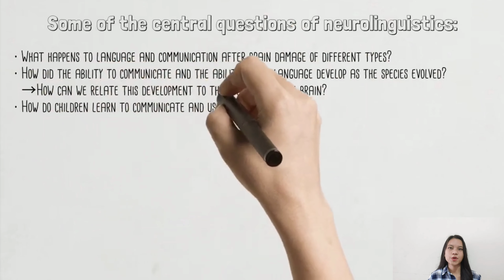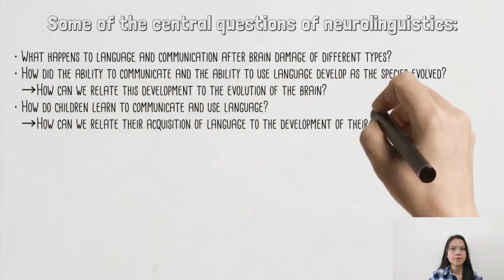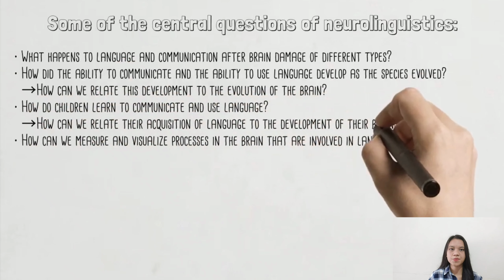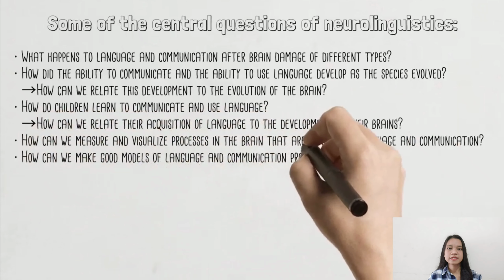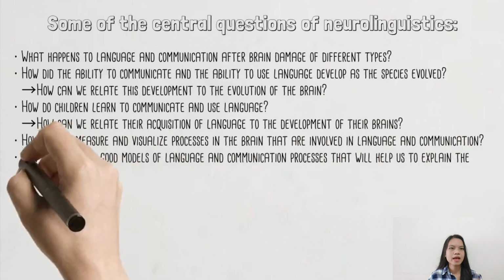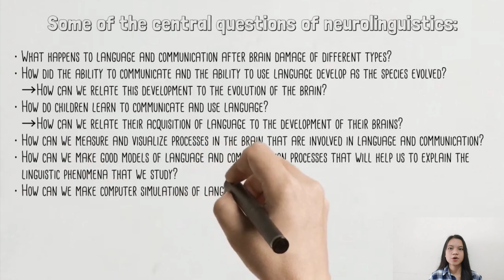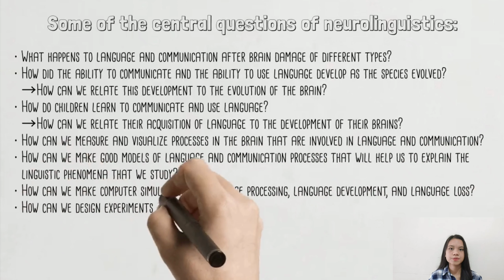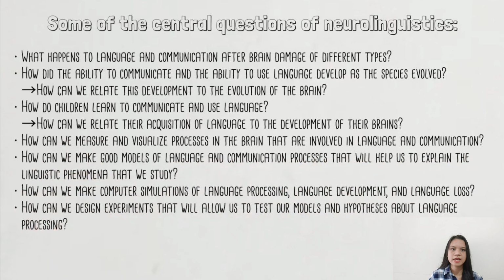How do children learn to communicate and use language? How can we relate their acquisition of language to the development of their brains? How can we measure and visualize processes in the brain that are involved in language and communication? How can we make good models of language and communication processes that will help us to explain the linguistic phenomena that we study? How can we make computer simulations of language processing, language development, and language loss? How can we design experiments that will allow us to test our models and hypotheses about language processing?